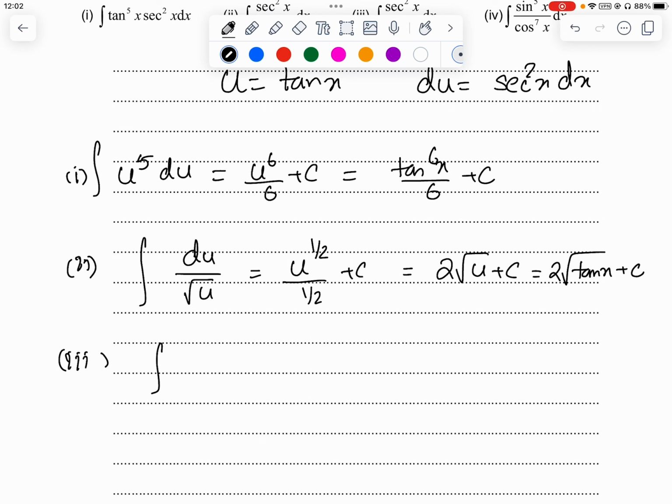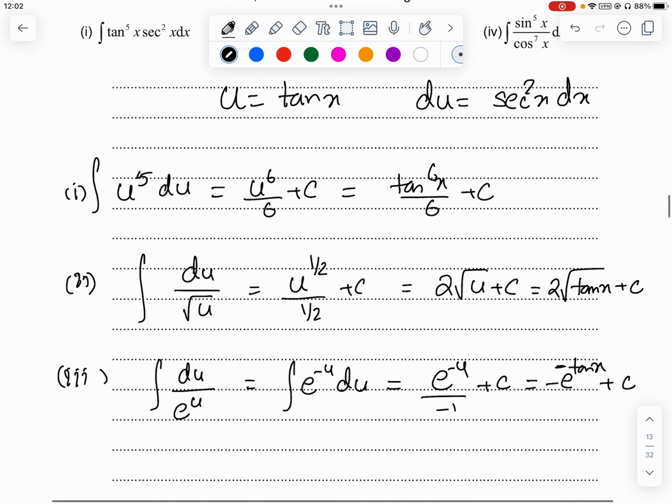Then part 3, it becomes du upon e power u. So it becomes e power negative u du, which is nothing but e power negative u upon negative 1 plus c. So which becomes minus e power tan x, negative tan x plus c.